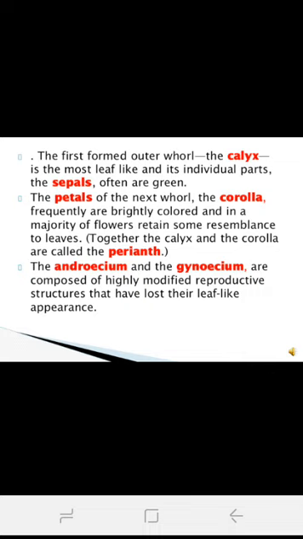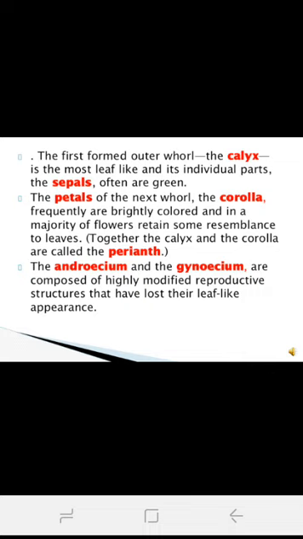Corolla is the colored portion. You know, insects and butterflies are attracted to a flower because of the presence of this corolla. So they are highly and variously colored, and they have petals, and these petals are brightly colored. And in certain cases, you cannot distinguish the calyx and corolla. In such cases, you can call it perianth.